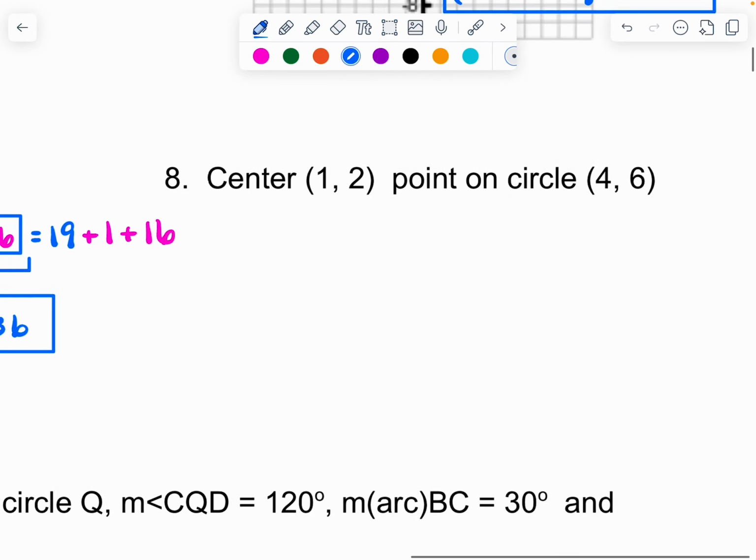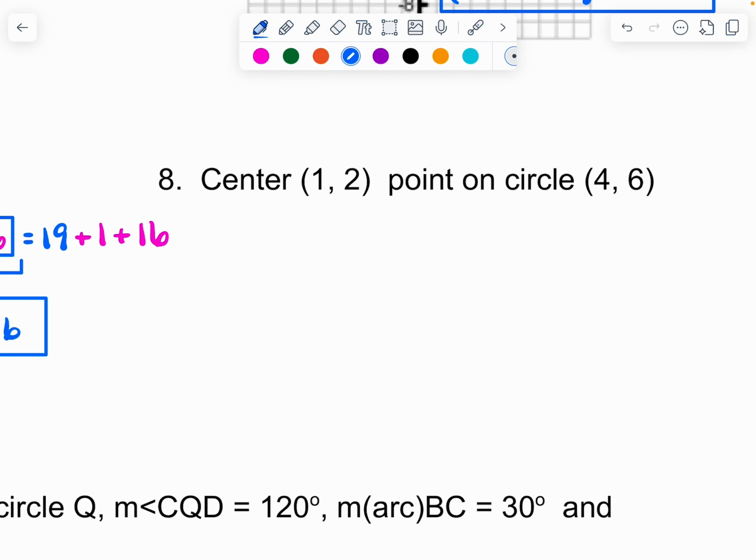All right, the next one. They give me the center, which is amazing, but they don't give me the radius, and that's what I need to find, right? So there's two different ways you can do this. Me personally, I'm just going to do the distance formula because I know the radius is simply the distance from the center to any point on the circle. There's other ways you can do this, but I'm just going to go ahead and do it this way.